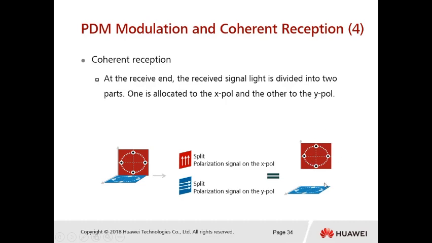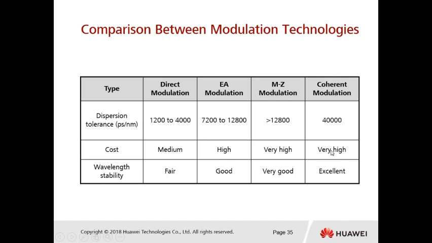It's like this way, okay, and we can compare these four different modulations. For direct modulation, the dispersion tolerance is very small, only 1200 to 4000 picoseconds per nanometer. AC is for 2.5G series. Okay, for EA, it's almost 7,200 to 12,800. Okay, for MZ, because the cost is too high, so we get good performance.